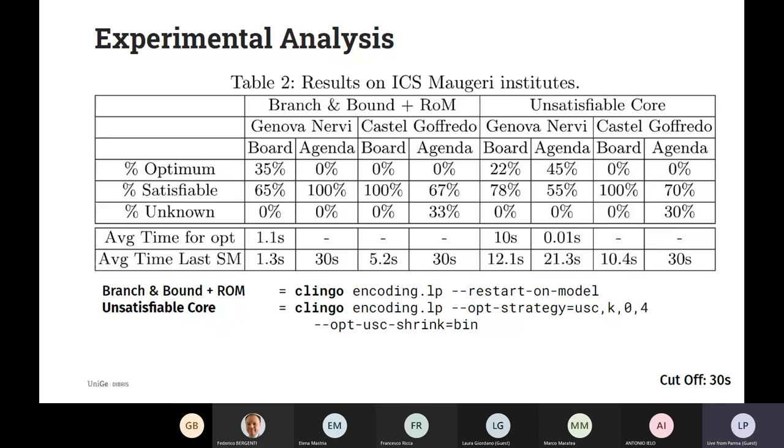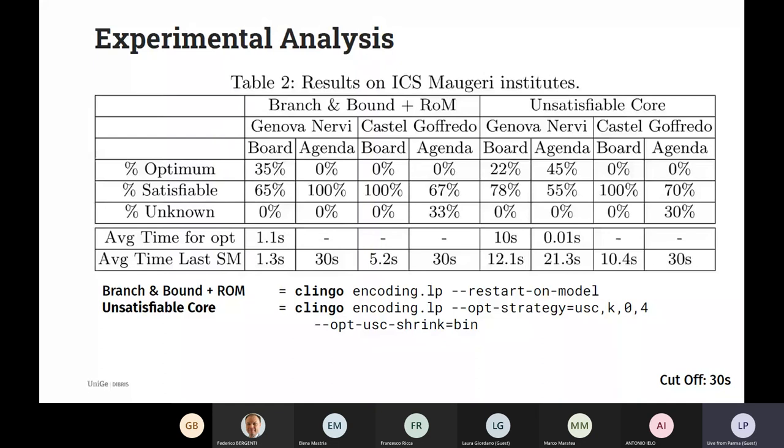We used Clingo in order to perform our experiment analysis with two different algorithms. One is the classical branch and bound approach with the restart on model option enabled, and one is the unsatisfiable core. So two different approaches, one top down and one bottom up. In one you try to find a solution, and then you restrict it in order to find more and more optimal ones. Instead, with the unsatisfiable core, you first try to find the optimal solution, and when you don't find it, you identify something called an unsatisfiable core, and you try to weaken the problem until you find a solution.